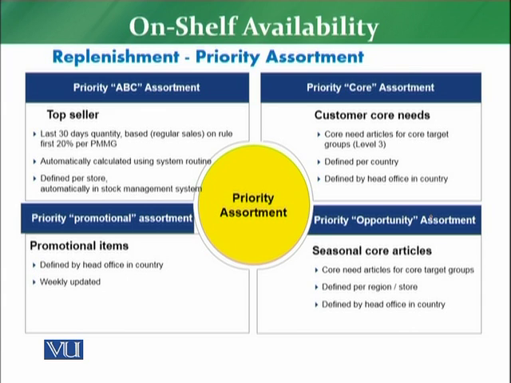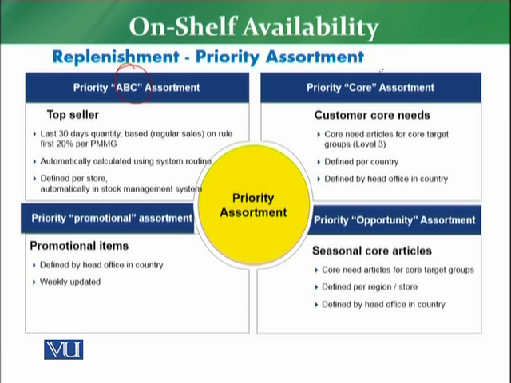So what is it about? When we talk about ABC assortment, first of all we need to understand what it is. It is the top seller articles, which means these articles sell very fast. So the first priority articles are the ABC assortment, which are the fast running articles.